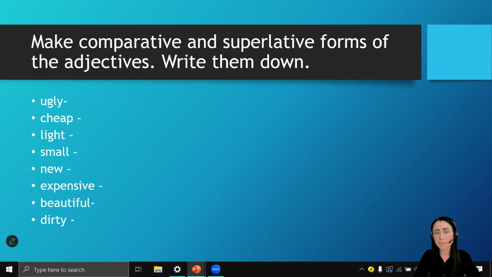Now make a pause and do this exercise in writing. If you are not sure how to do it, go back to the previous lesson and learn this material. You can start right now. Check your answers.